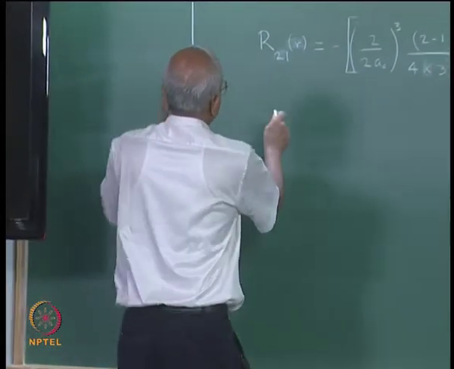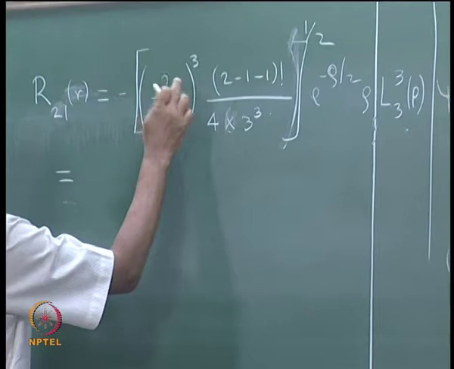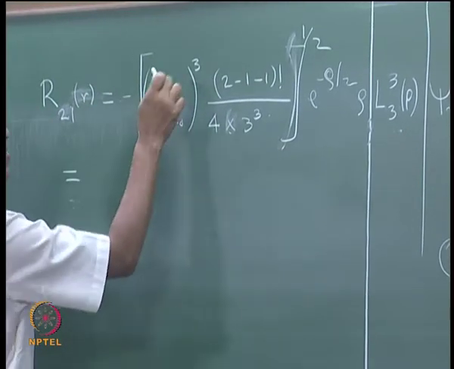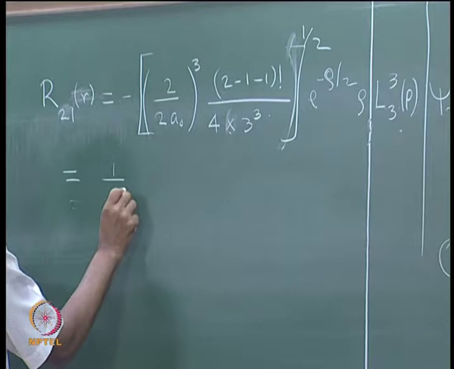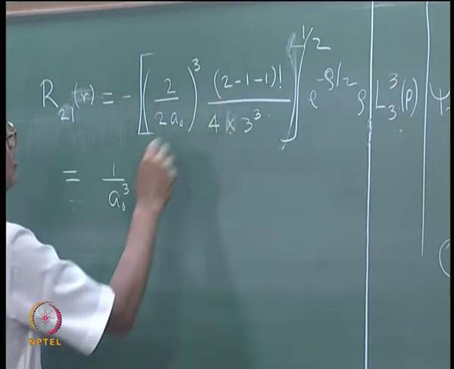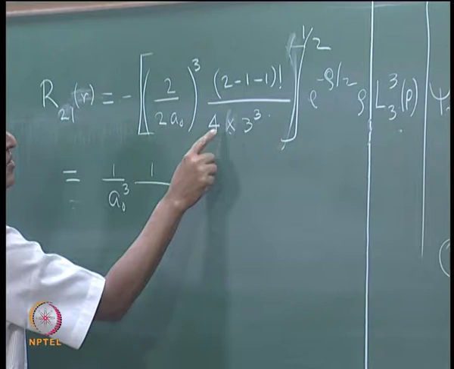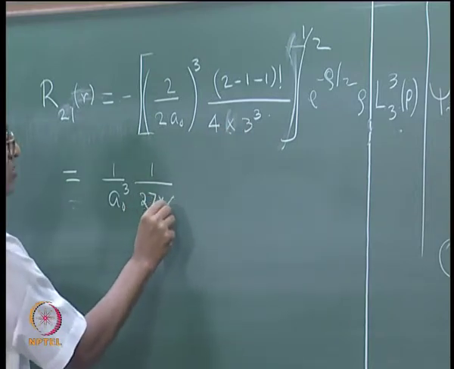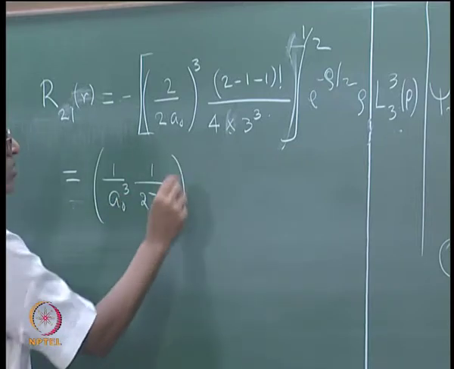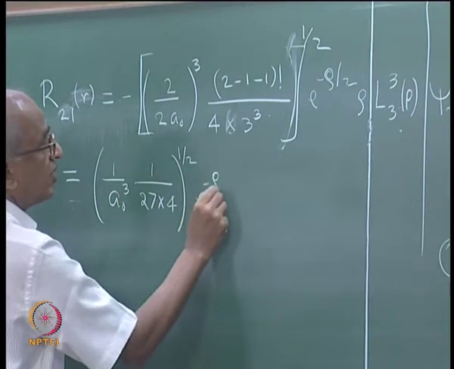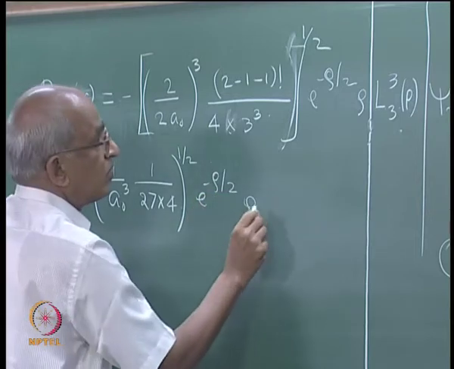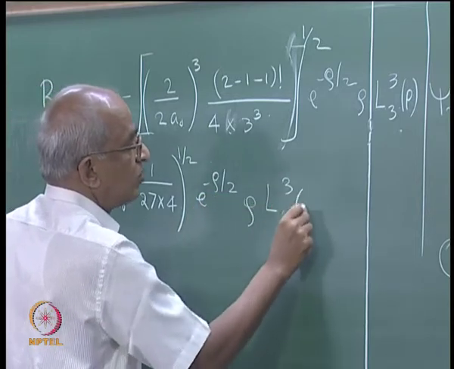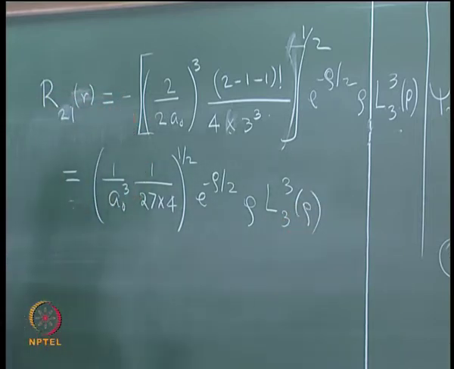What does it work out to be? 1 by a0 to the power of 3, this is 0 factorial, which is 1, divided by 4 into this is 27, to the power of half e to the power of minus rho by 2 rho L 3 rho. This is what I have. Okay. Now, what is L 3 rho?